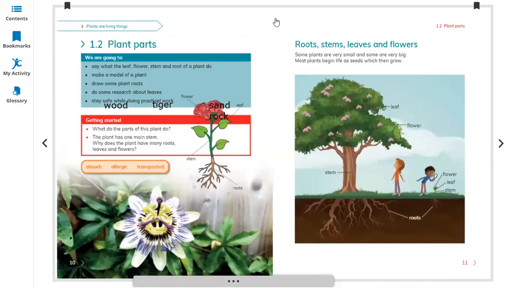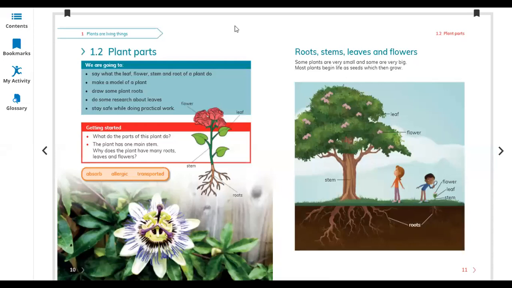Lesson 1.2, let us start. Plants, plant parts. Just a minute. Lesson 1.2 is about plant parts. So there are four main parts of a plant: flower, stem, roots, and leaf. So say what the leaf, flower, stem, and root of a plant do.